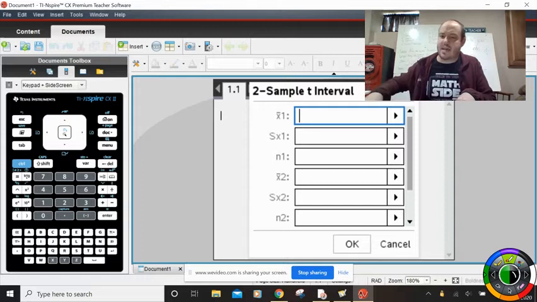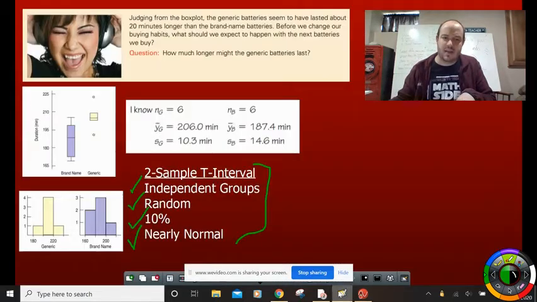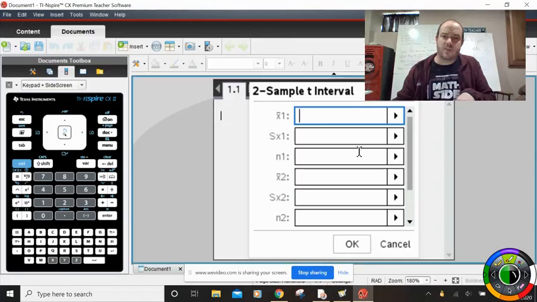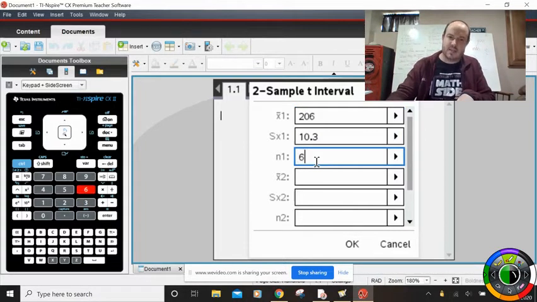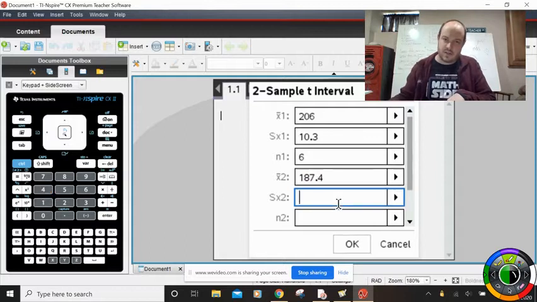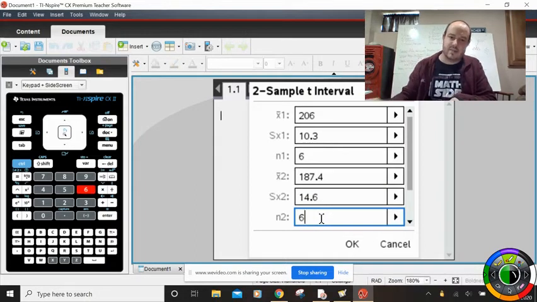So in this case, I'm going to make the generic one R1, and I'm going to make the brand names R2. That way we're all on the same page as to what's what. So if I'm plugging in this data, 206 was the average for that one with a standard deviation of 10.3, and the sample size for that was a low 6. For our other set of data, it was lasting an average of 187.4 minutes long with a standard deviation of 14.6 minutes and a sample size of 6.